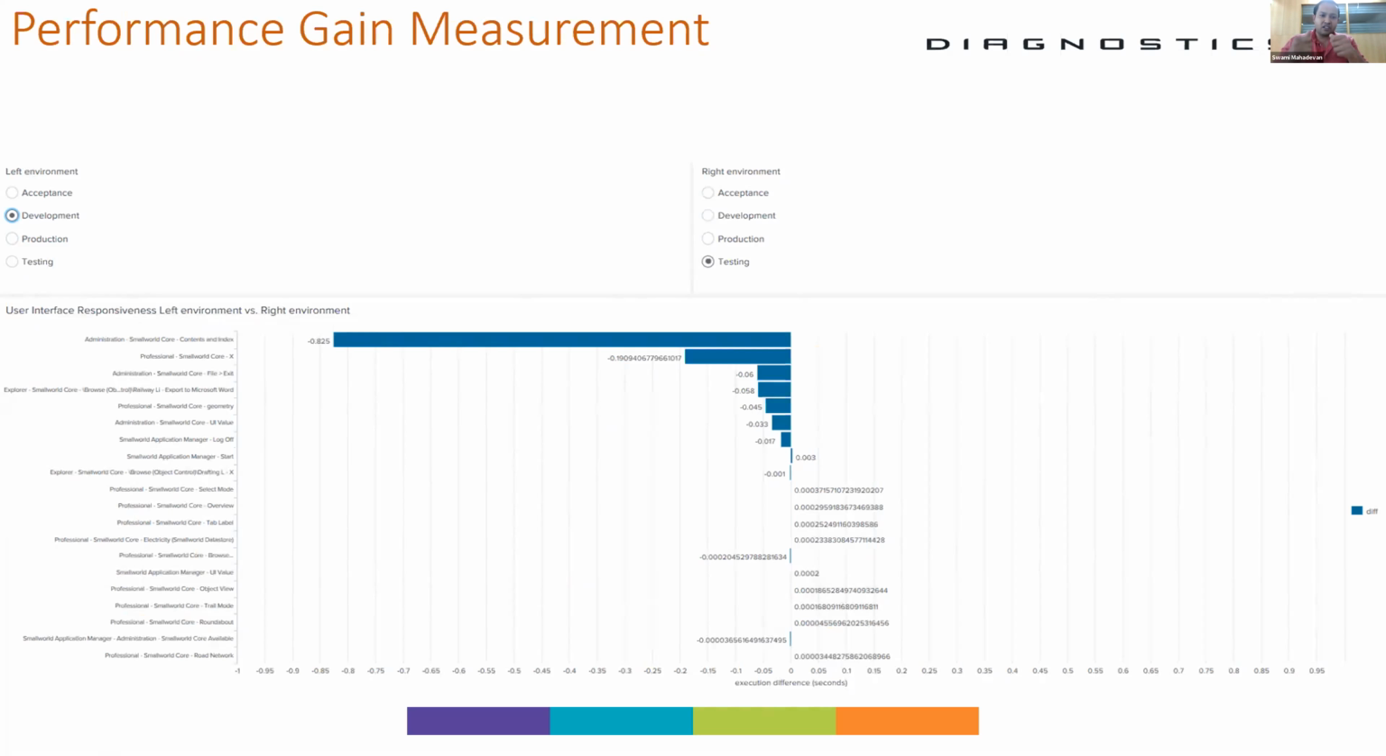So the way diagnostics helps here is to allow clients to build dashboards such as these, which can compare the pre-upgrade performance with the post-upgrade performance of different functions. The one that you see here is comparing the performance in development and testing, and this can be customized any way the client wants. It can be testing to QA, testing to pre-production, pre-upgrade to post-upgrade, just about anything.